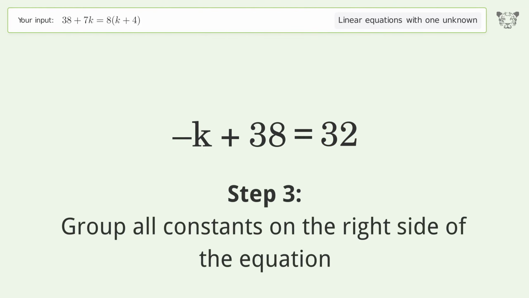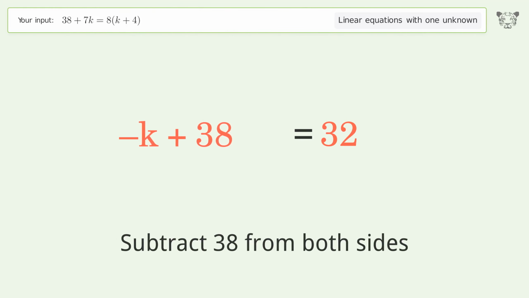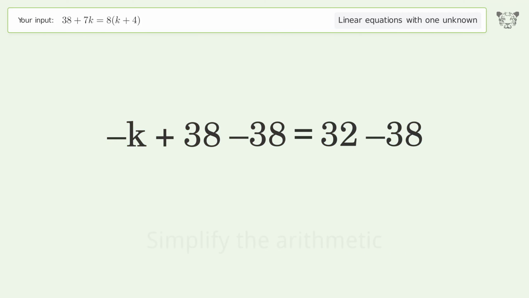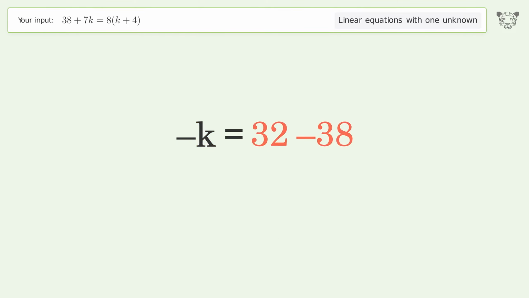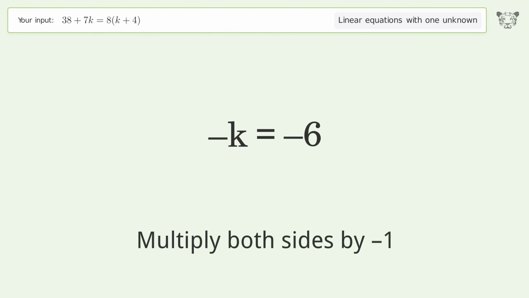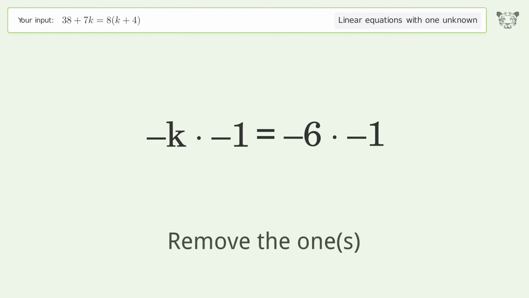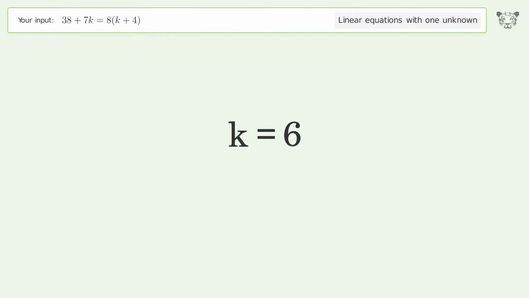Group all constants on the right side of the equation. Subtract 38 from both sides. Simplify the arithmetic. Convert the k into a positive number. Multiply both sides by -1. Remove the ones. Simplify the arithmetic. And so the final result is k equals 6.